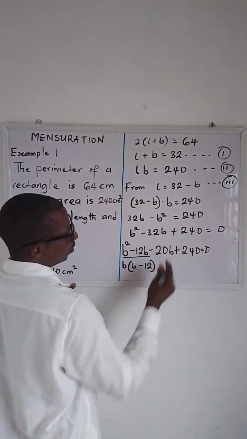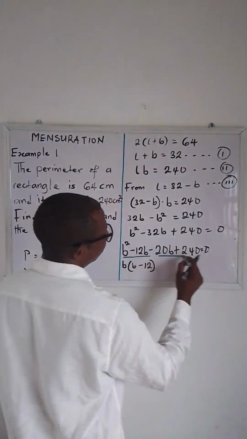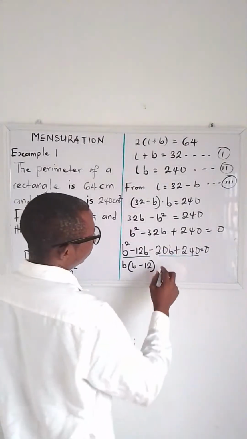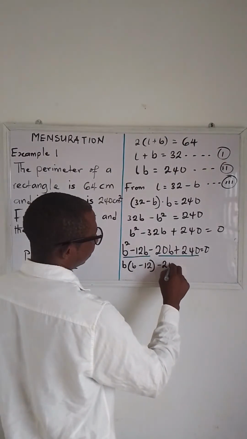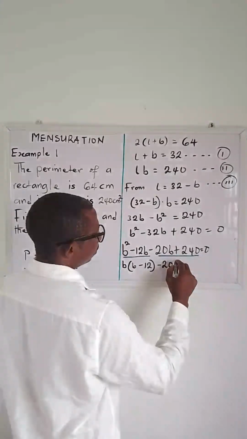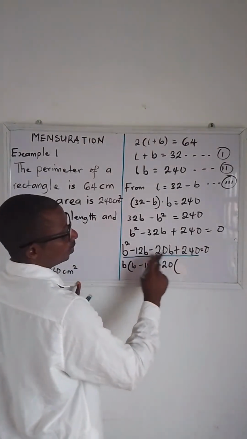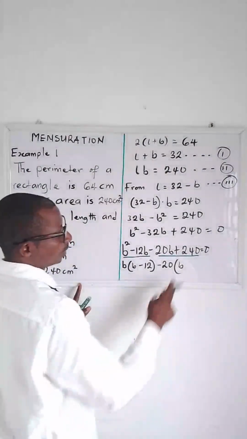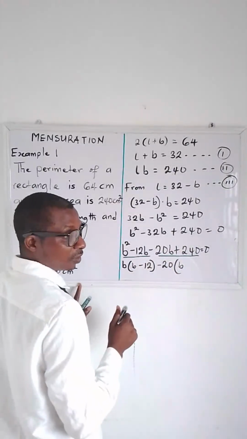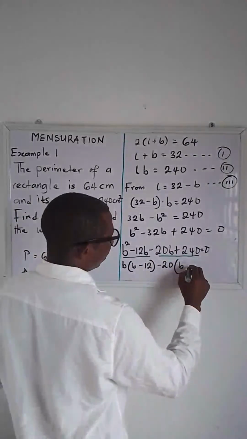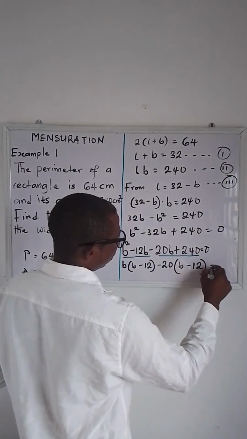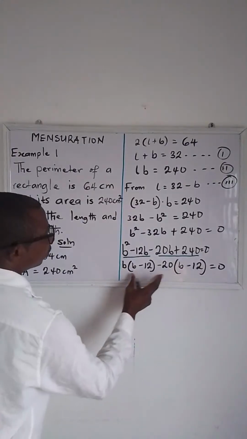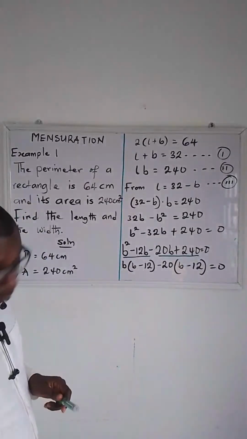Now let's look at this second pair. What is the GCD? The GCD is going to be negative 20. When you divide negative 20B by negative 20, you have plus B. And when you divide 240 by negative 20, that gives you negative 12, equals 0. Now you can factor out B minus 12.